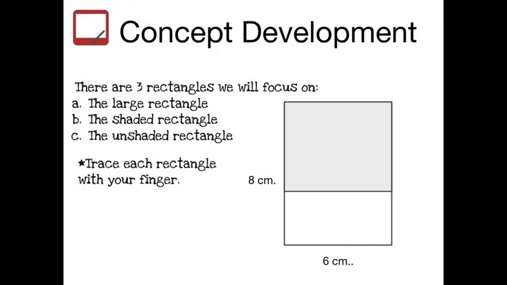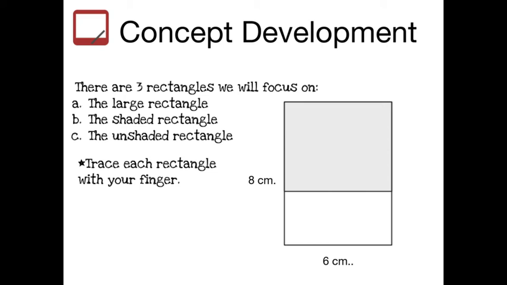Okay, let's look at this rectangle. There are three separate parts of this rectangle that we're going to focus on. The large rectangle, the whole rectangle altogether. The shaded rectangle, that's the part on top. And the unshaded rectangle, that's the part on the bottom. Take a second to trace each rectangle with your finger. Go ahead and trace the large rectangle, the whole rectangle all together.